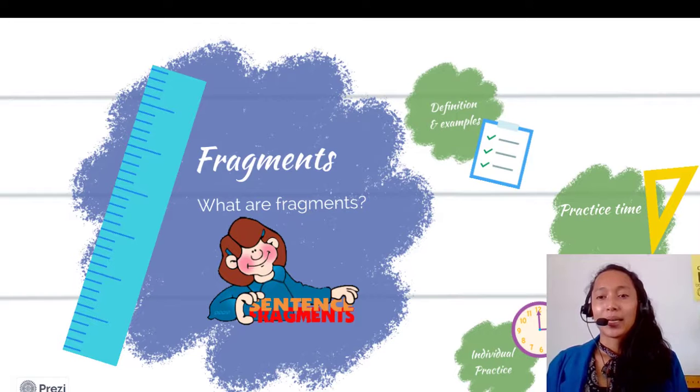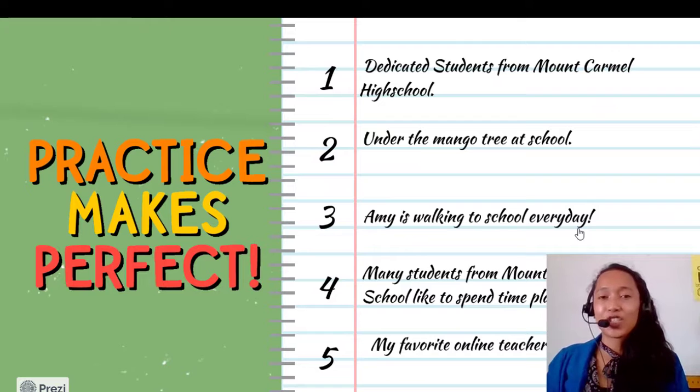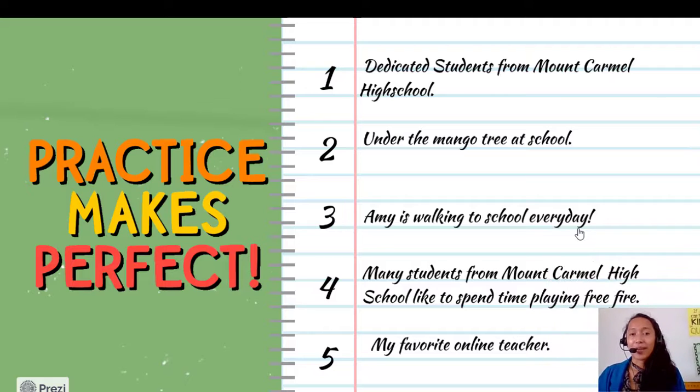Now, we want to do a quick practice right now of differentiating between sentences and fragments. So here are 5 examples. Right now we're going to decide whether each is a sentence or a fragment.